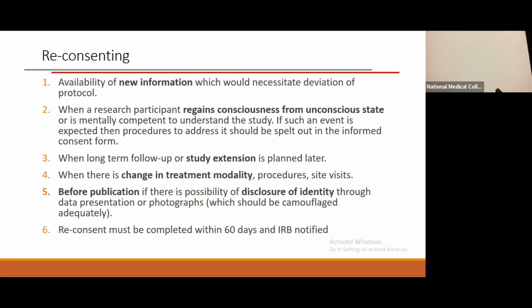Sometimes you need to do reconsenting. You've taken consent once, but what are the situations where we need to take repeat consent? One is when new information comes and that new information has changed the protocol. Then you have to inform the patient. Sometimes it might come up that you found some people were developing ECG changes and you build in that every 3 months a patient will have to have an ECG. Is that patient willing to get that done? So you have to have reconsenting.